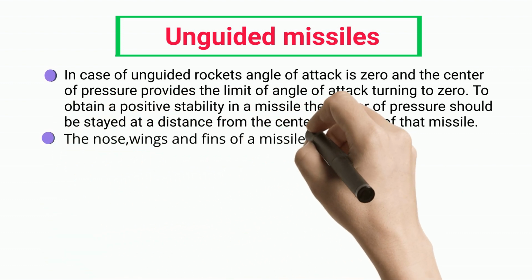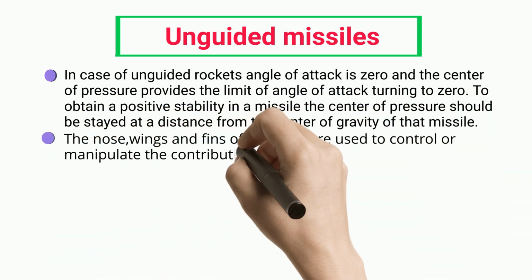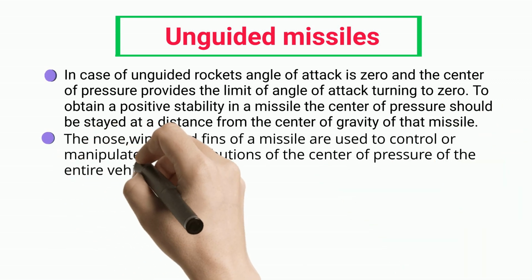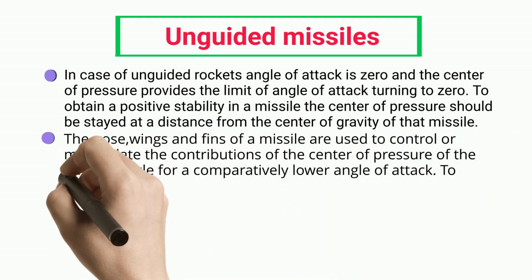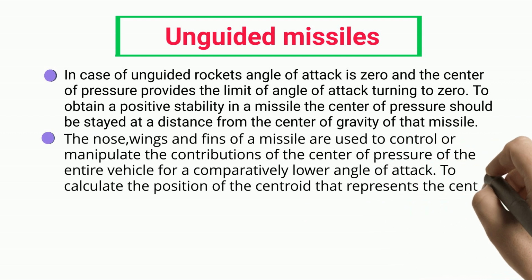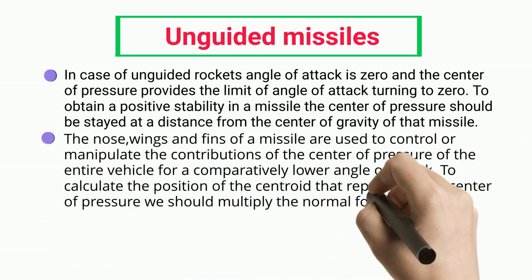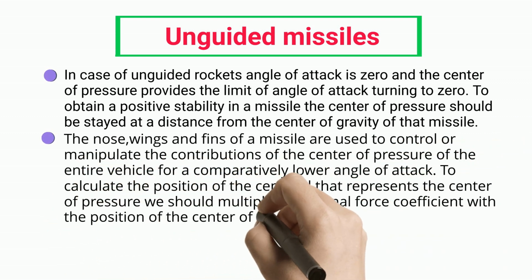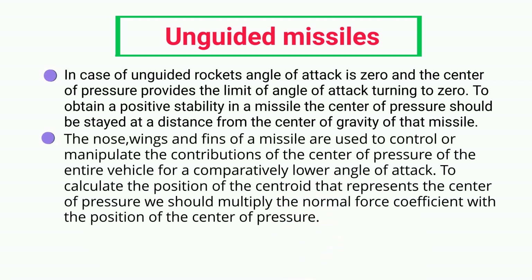The nose, wings, and fins of a missile are used to control or manipulate the contributions of the center of pressure of the entire vehicle for a comparatively lower angle of attack. To calculate the position of the centroid that represents the center of pressure, we should multiply the normal force coefficient with the position of the center of pressure.